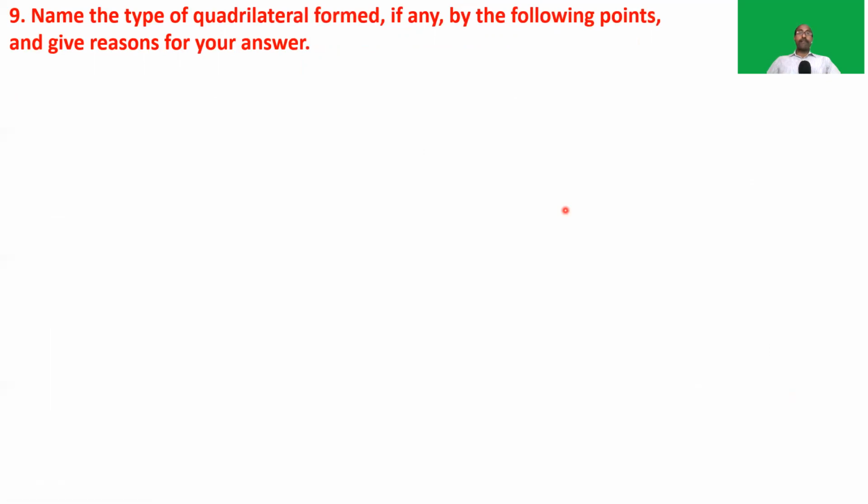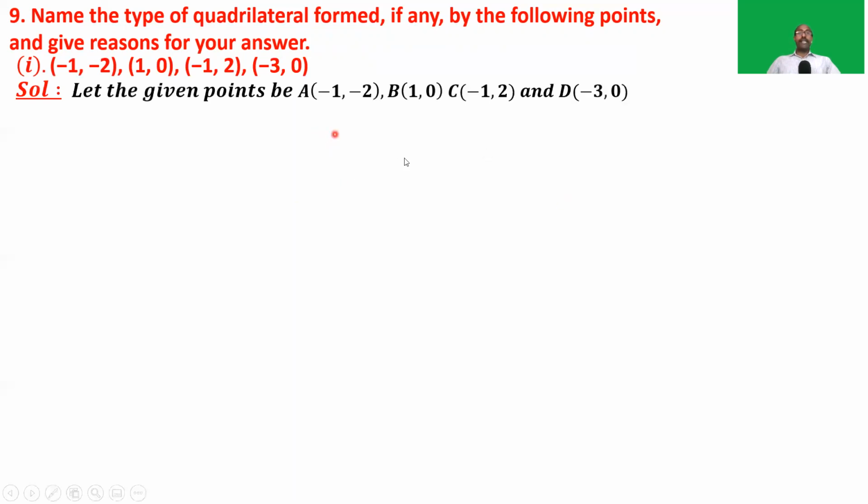Now, name the type of quadrilateral formed, if any, by the following points and give reasons for your answer. Under this title, we have first question: minus 1 comma minus 2, 1 comma 0, minus 1 comma 2 and minus 3 comma 0. Let the given points be A, B, C and D. To check which type of quadrilateral is formed, we have to find the lengths of sides as well as lengths of diagonals.